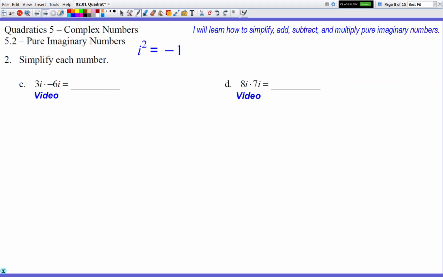Okay, so we're going to look for our sign first. So a positive 3 times a negative 6. So a positive times a negative, guarantee that's a negative. Okay, so I know I have a negative answer. Yeah, then I'm going to look at my numbers, so 3 and 6. And what does that make when I multiply them? 18. Okay, and I got i times i, that's my letters.